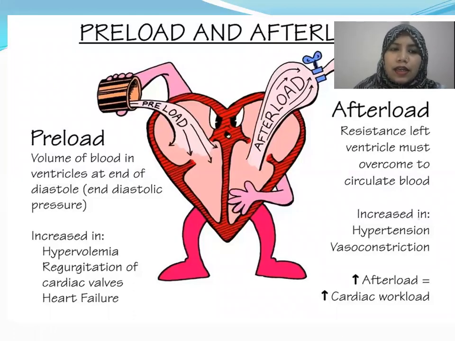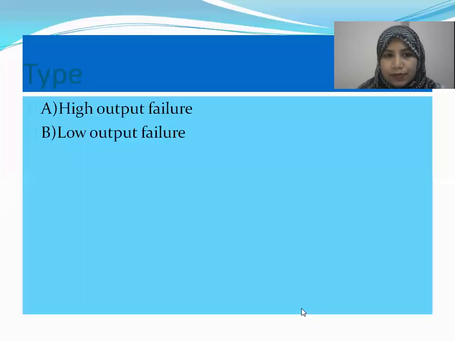Here you see the preload and afterload. You know that the volume of blood in the ventricles at the end of the diastole is called preload. That means it is the end diastolic pressure. And afterload is the resistance against which the left ventricle circulates blood to the whole body. If preload is increased and afterload is increased, the cardiac workload is also increased.